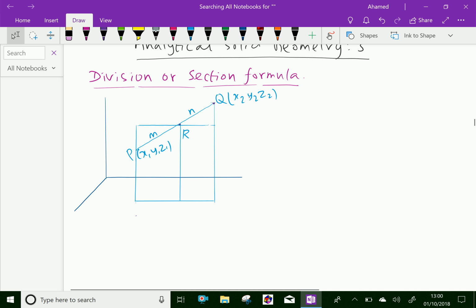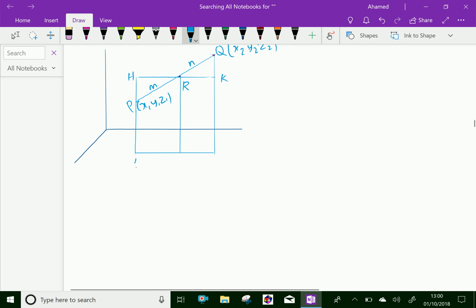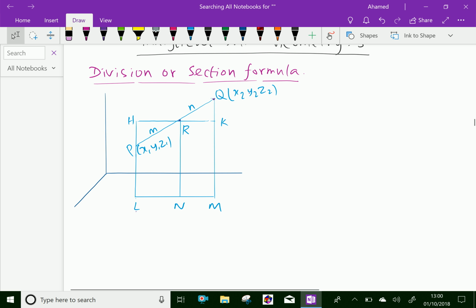Now let us put here H, K, and the points down like L, N, M. Now, the triangles in the figure, triangle HPR is similar to triangle QRK. These two triangles are similar, therefore you can write m over n is equal to PR over RQ, that is equal to PH over KQ.